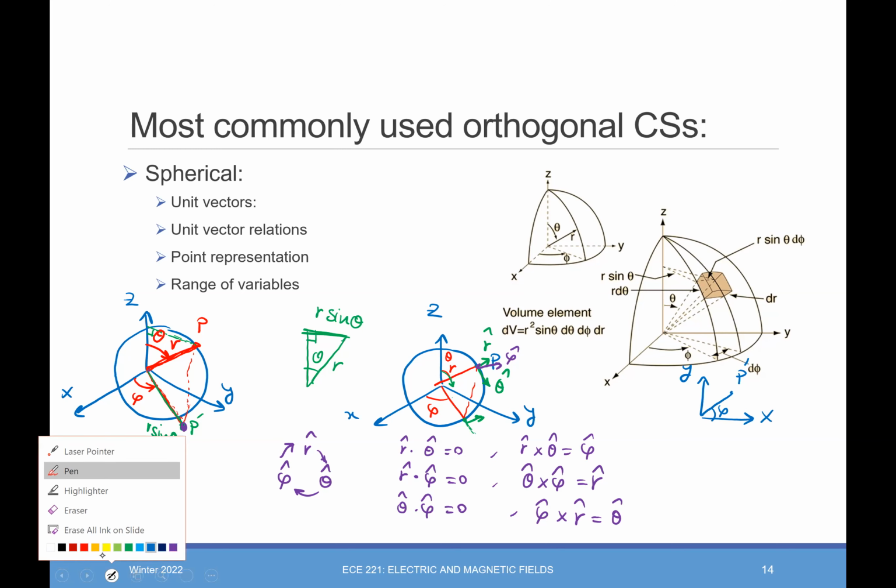If phi increases by a very small amount, just like this much, how do you connect these two points? You connect it like this. This would be the direction of phi hat. This is the direction that phi changes for a very small amount, and you can say this is going to be perpendicular to this line. Does it make sense?